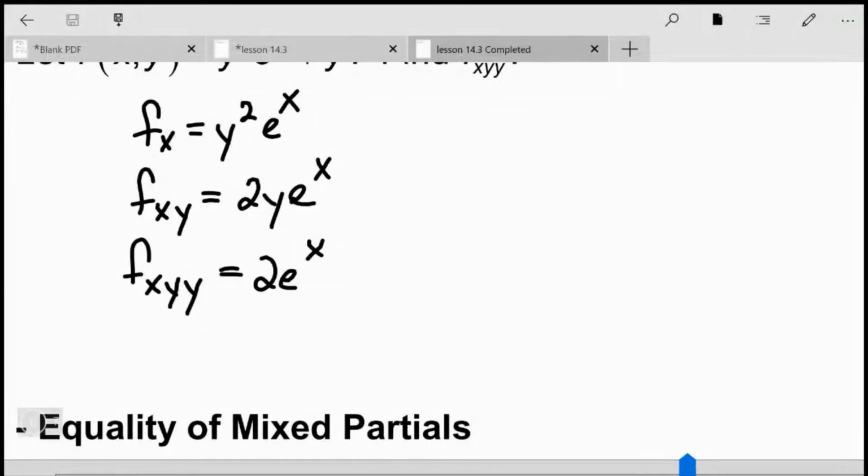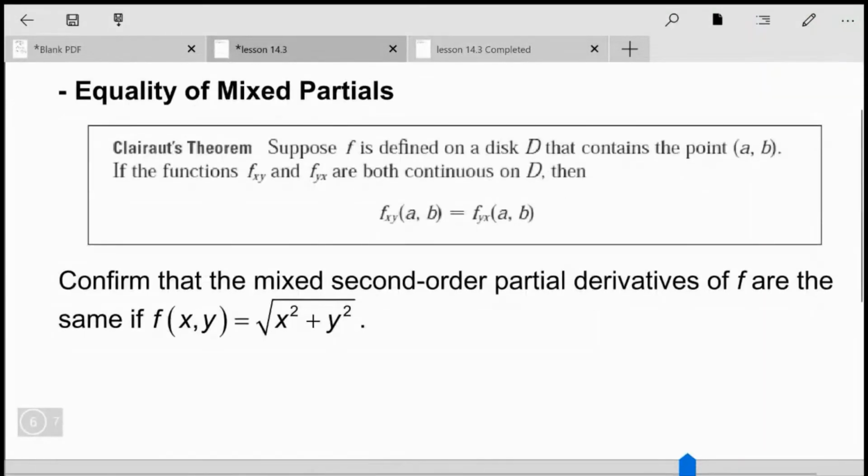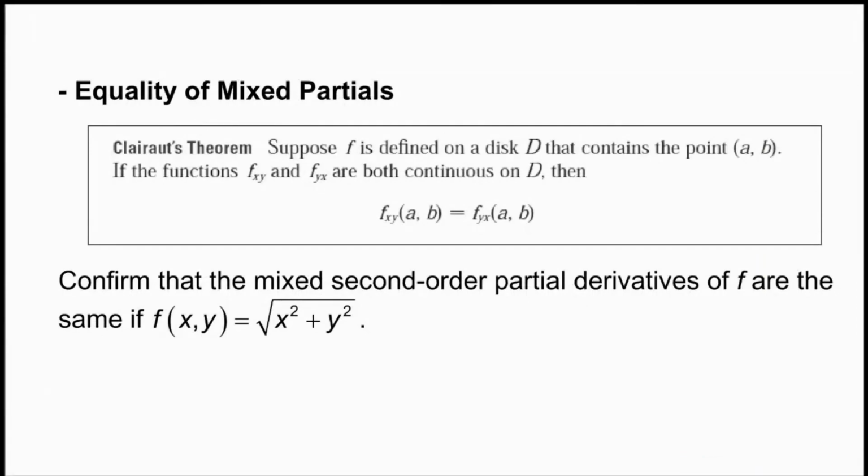All right, so we talked a little bit about the equality of the mixed partials, but here's just where it's stated out. So this is called Clairaut's theorem, and it says, suppose that f is defined on a disk D. When they say on a disk D, that's just talking about the domain in the x direction and the y direction. And that disk contains the point (a, b). If the mixed partials are both continuous on that disk, then the mixed partials are going to be the same at any point on that disk.